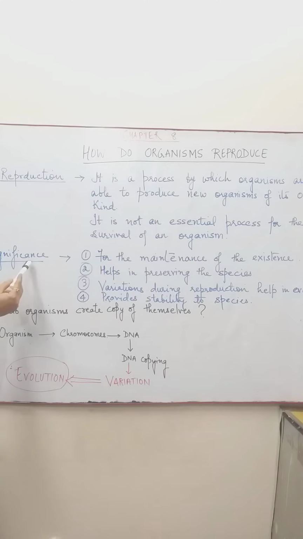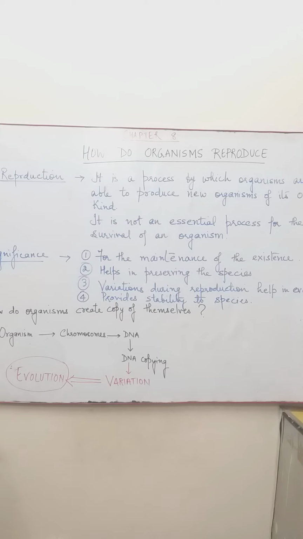Also, it is one of the important factors that helps in providing stability to the species, because a species will only be able to survive if it has a sufficient number of members. If it does not have a sufficient number of members, the species will soon become extinct. So reproduction provides stability to the species. Now, when we were talking of reproduction, we started off that organisms are able to produce their own kind. So, how do organisms create copies of themselves?